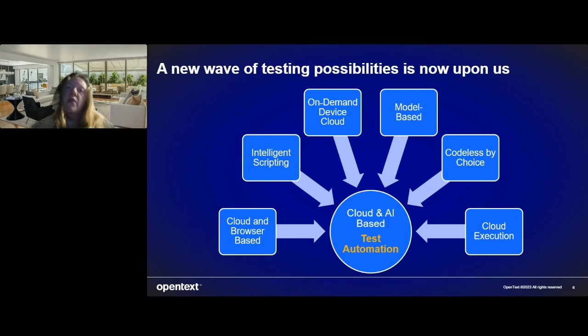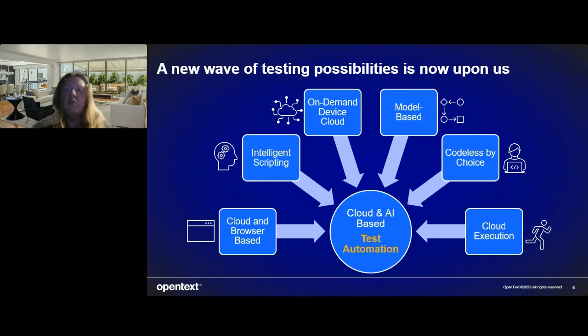Codeless by choice, lower the cost of entry to bring the business users in. So really, have that flexibility as to whether you're using technical or more business resource. And again, then being able to execute from the cloud, but also, say, from within your environment. So it's about having the cloud and AI-based test automation to really give you that flexibility and drive to meet your organization's needs. So I'm going to hand over now at this point to Davey, who's going to talk you through in more detail around the automation.